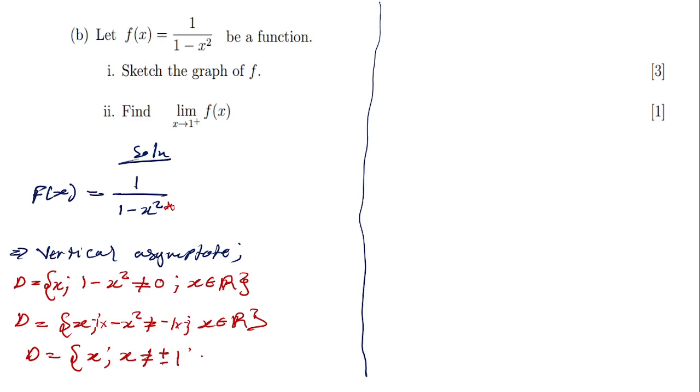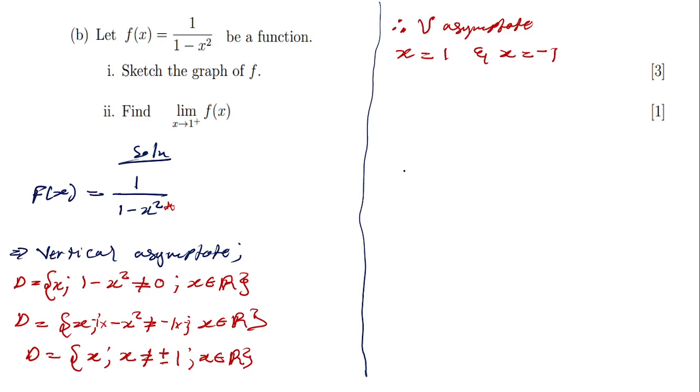Therefore the vertical asymptote is simply x is equal to 1 and x is equal to negative 1. That means that the curve is not cutting those two lines. Then the other part which you have to know is the horizontal asymptote.